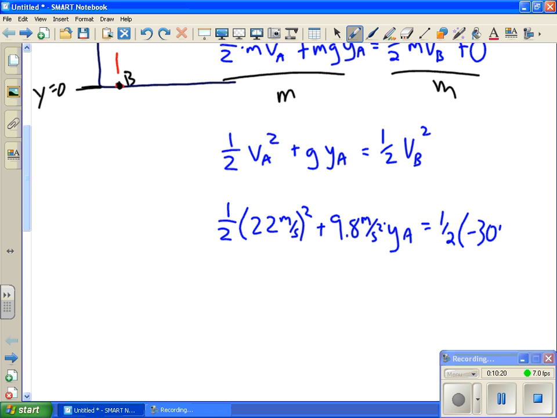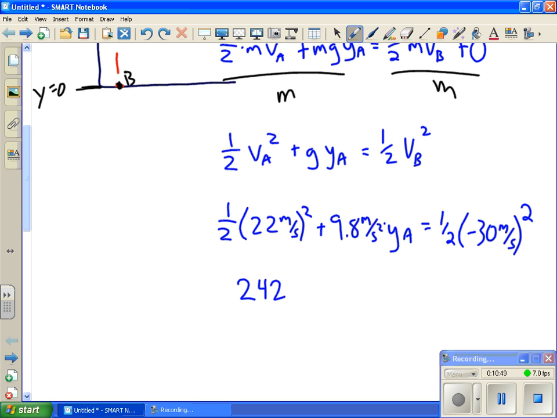And the reason why I don't care that the velocity is actually negative 30 meters per second is I'm squaring it. And really, kinetic energy doesn't care about velocity. Kinetic energy just cares about speed. And the speed is 30 meters per second, whether the velocity is positive or negative. And squaring helps me not need to care. So I do half times 22 squared, and I get 242.